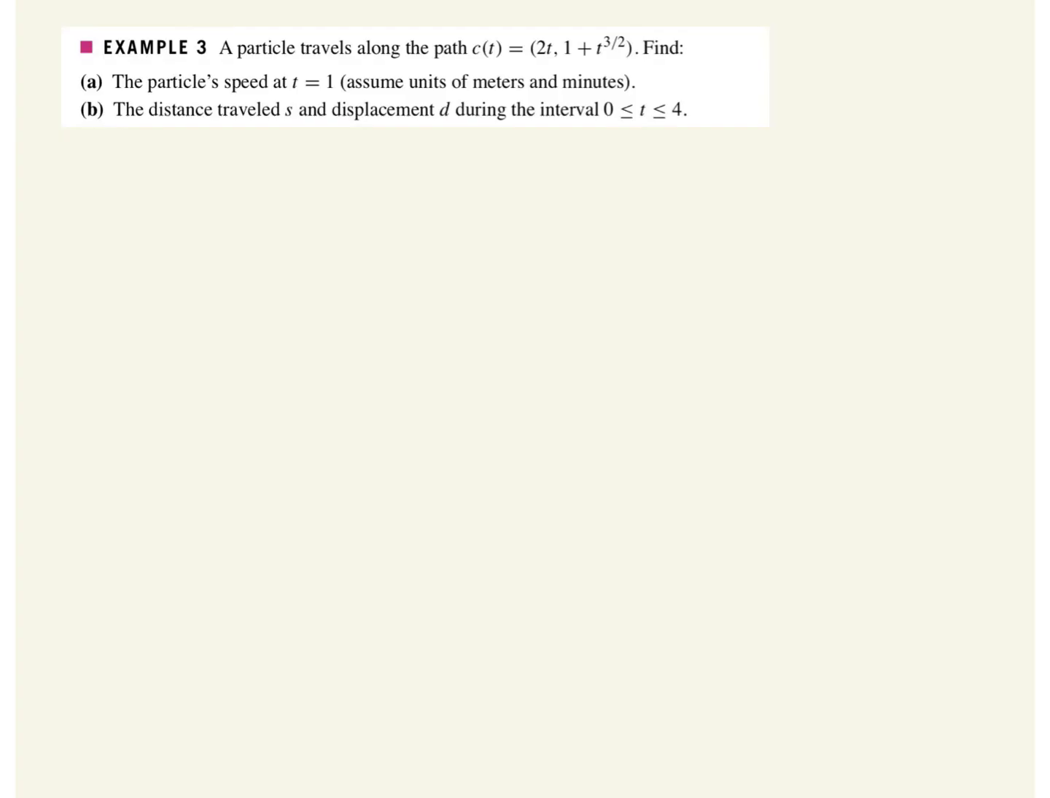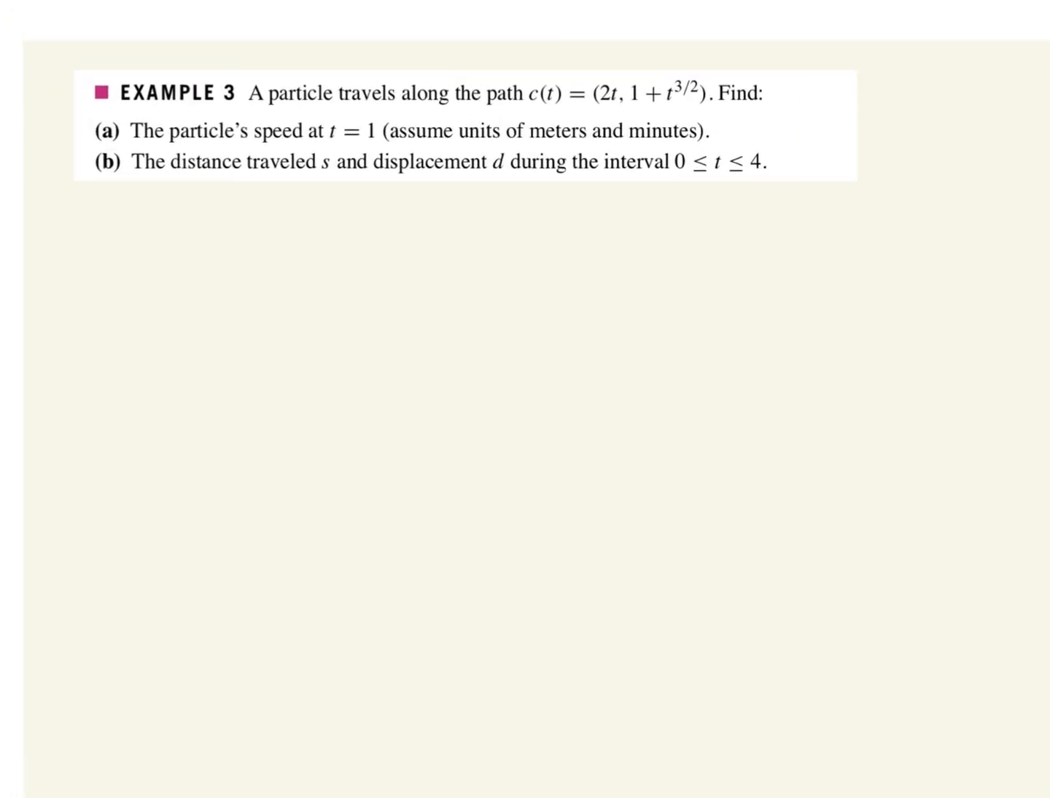Cool, so example here. I'm going to speed myself up a little bit, not a play on words intended at least. So a particle travels along the path c of t equals 2t, comma 1 plus t to the 3 halves. Very straightforward question here. Find a, the particle's speed at t equals 1. Okay, so we use the formula and then we plug in 1.